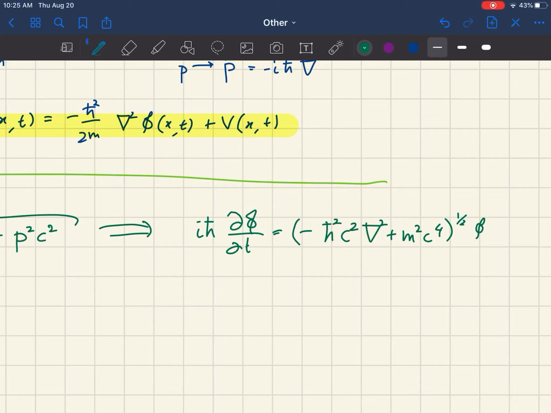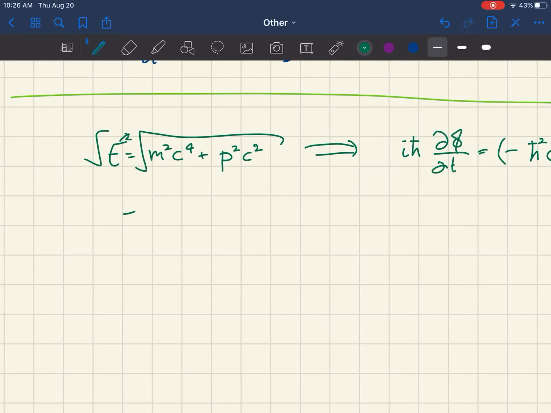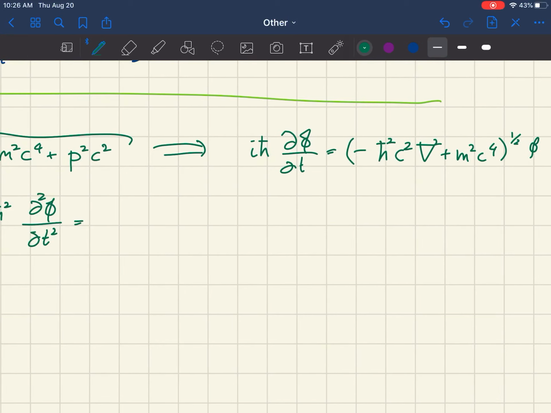There are some things that don't really make sense with this. For starters, why is the Laplacian under this square root? How do you even define that? Rather than leaving it with this square root, we're just going to square both sides again and see what happens. That gives us negative h bar squared times the second derivative with respect to t of the wave function is equal to negative h bar squared c squared Laplacian plus m squared c to the fourth, operating on your wave function.